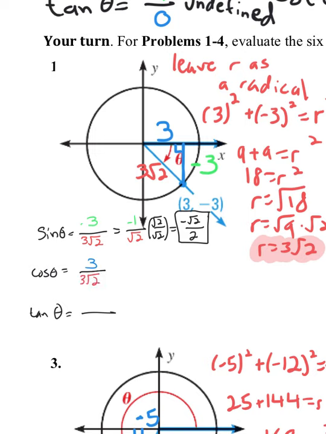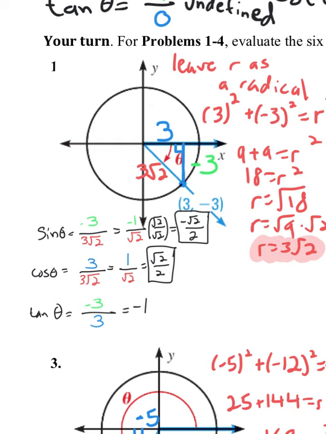And cosine is going to be very similar to this one, except it's going to be a positive answer instead of a negative answer. So this time I get a 1 over root 2, and when I multiply by root 2 over 2, I'm going to get a positive root 2 over 2. So a little bit simpler than sine. And then last but certainly not least is tangent. We're going to do negative 3 over 3, and that simplifies to negative 1. So tangent is actually not too bad.